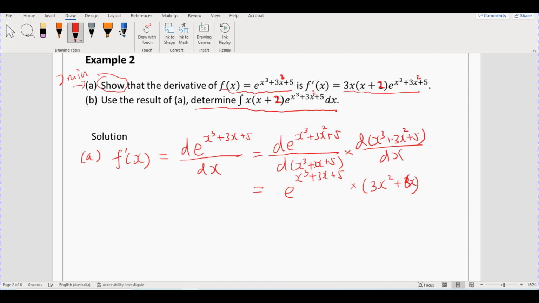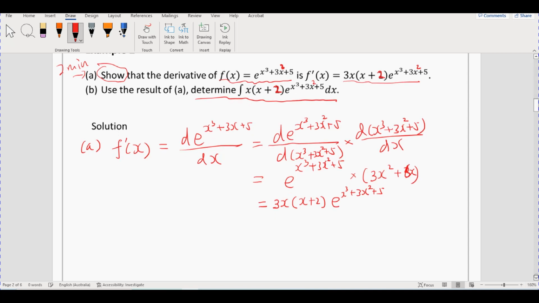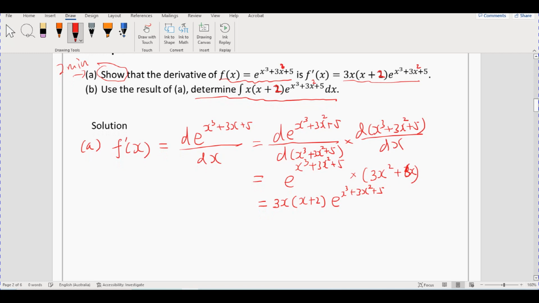Okay, so let's continue. Let me put that 3x squared plus 6x to the front. At the same time, I try to do a little bit of factorization. I put 3x out, then you will have x plus 2 here times e to the power x cubed plus 3x. Here should be x squared as well. Oh my goodness, there are lots of mistakes. Yeah, so that should be the case. I think that's all good now. After you've got this one, remember to change the question for part B as well.